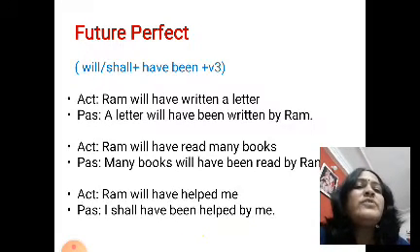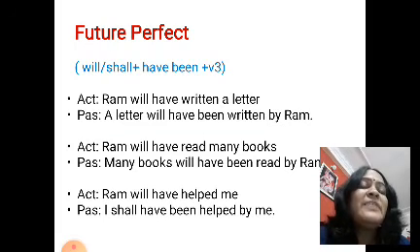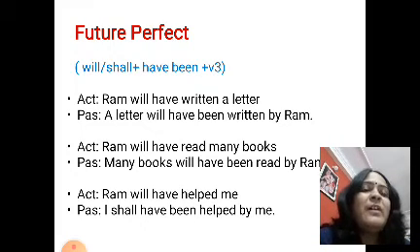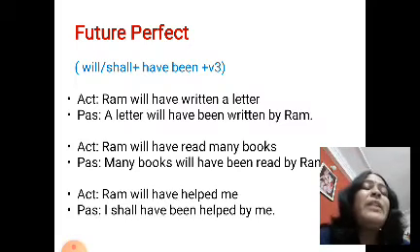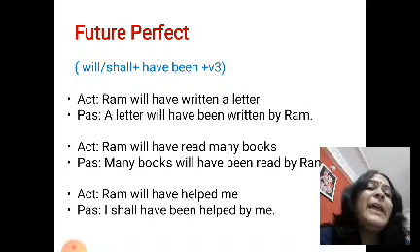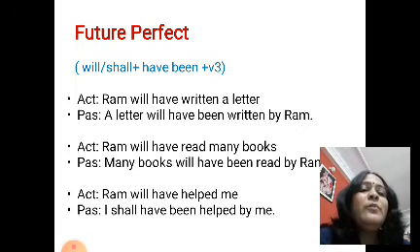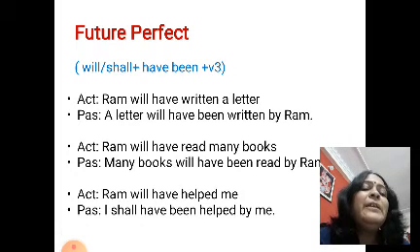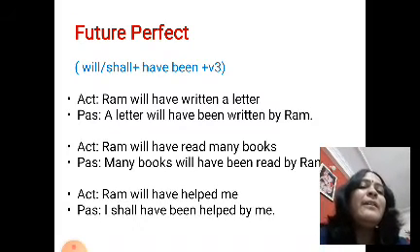Okay. Then future perfect. Subject plus will/shall plus have been plus V3. Will/shall plus have been plus V3. This is the formula. Ram will have written a letter. Again a letter will come in front. A letter will have been written by Ram. Because it's perfect, then we have to use have been. Okay. Ram will have read many books. Many books will have been read by Ram. Ram will have helped me. Me will change into I, I shall have been helped by Ram.